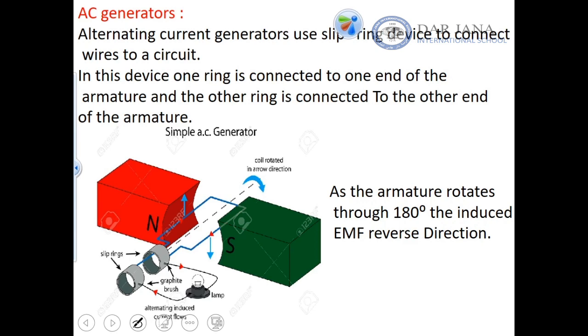Now, this is an example of an AC generator. Alternating current generators use a slip ring device to connect wires to a circuit. In this device, one ring is connected to one end of the armature and the other ring is connected to the other end of the armature. Here, the difference between AC and DC is that in case of AC, the current that is moving through this armature is reversing direction only. So the coil will rotate in this arrow direction like this, which is clockwise. As the armature rotates through 180 degrees, the induced electromotive force reverses direction.